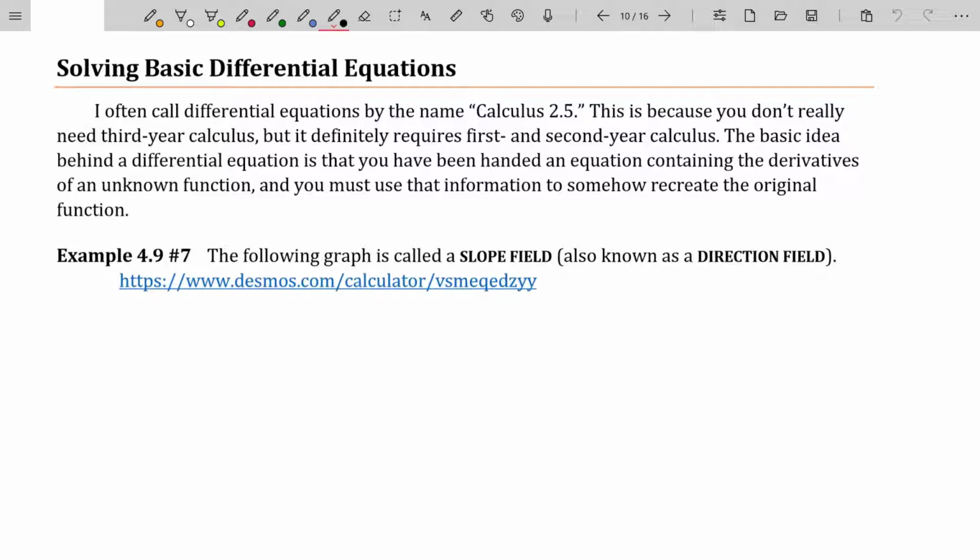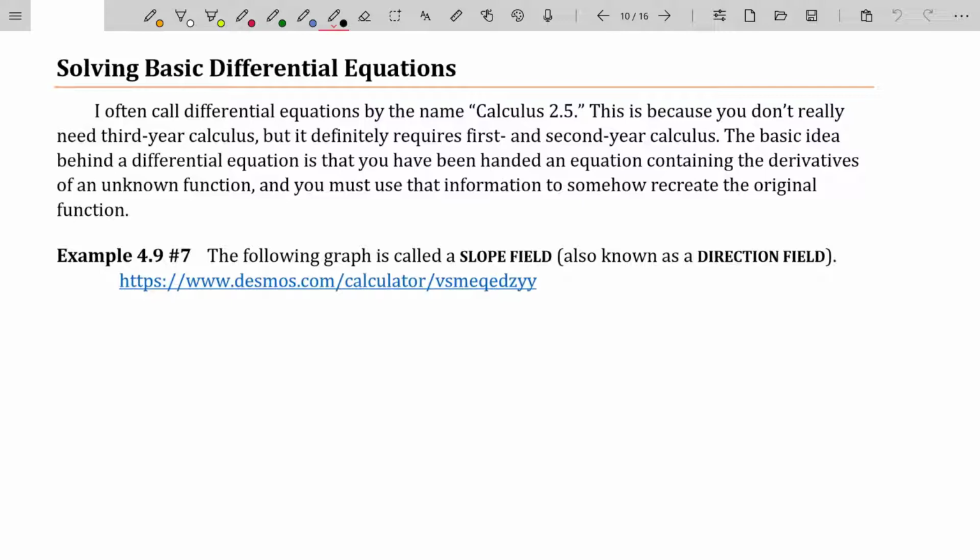So I'm going to read this paragraph and then we're going to talk about it. I often call differential equations by the name Calculus 2.5, and this is because you don't really need third-year calculus at all to do differential equations. But it definitely requires first and second-year calculus.